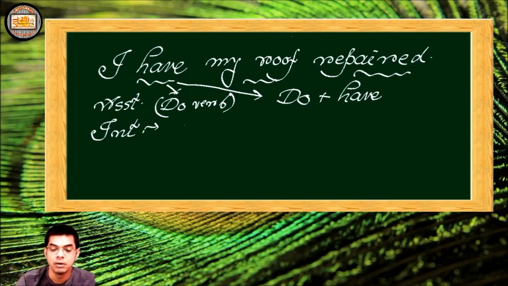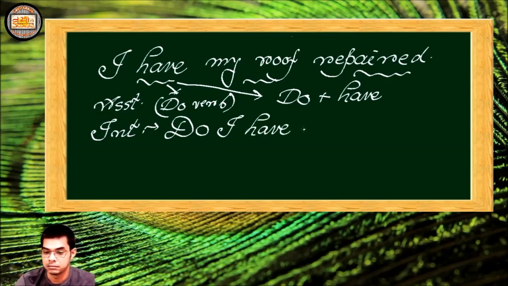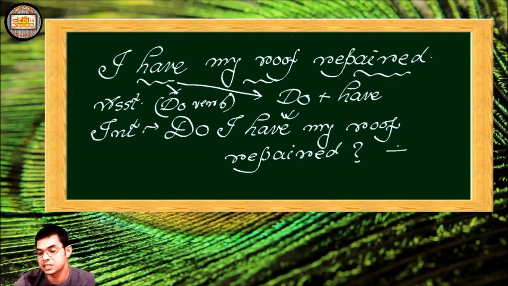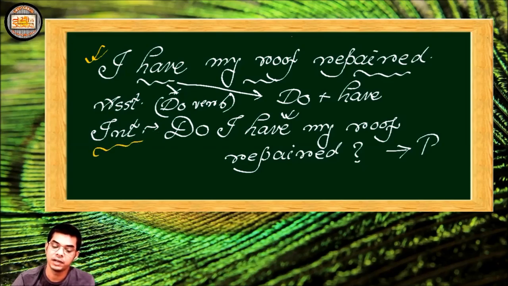So for interrogative, we can simply use do. I have my roof repaired. So this is also a sentence with have verb that suggests passiveness. Yes, dear friends, this is also a passive sentence. Here also, we'll get the same passiveness in this sentence. Obviously, this one is in assertive form, and here we have the interrogative form. So that's how we can produce interrogative passive sentences. Actually, interrogative have passive sentences.